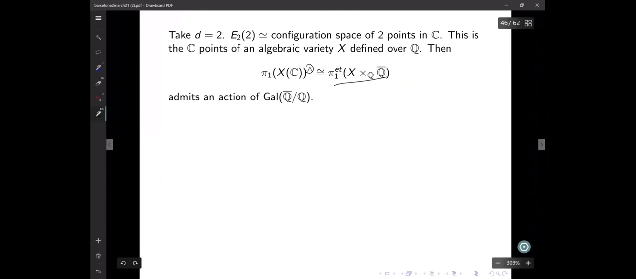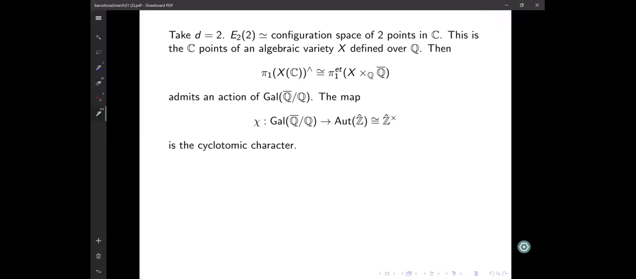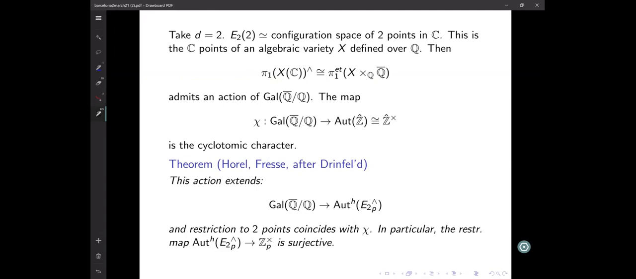Okay, so this is just the completion of the circle. And this map has a name, and it's called the cyclotomic character. So there is a theorem by Geoffroy Horel, and there are related versions of this by Fresse, and both these theorems build on ideas of Drinfeld, which says that this action on the two-point configuration space extends to an action on the whole little two-disc operad.